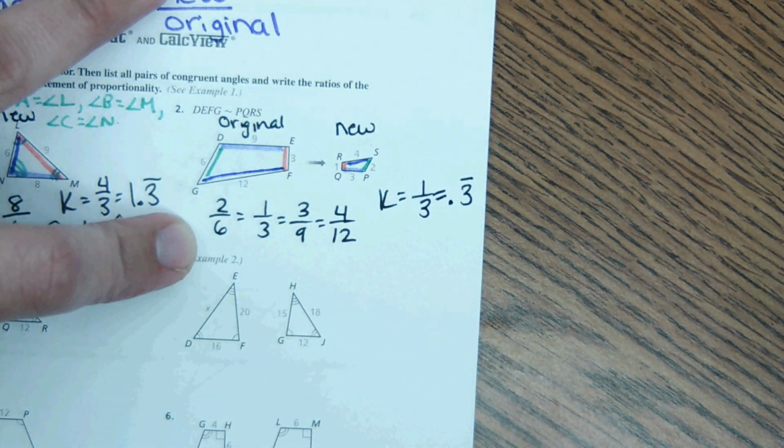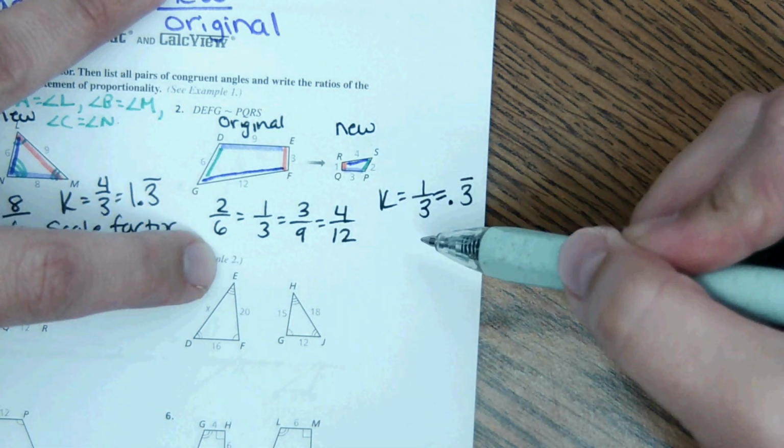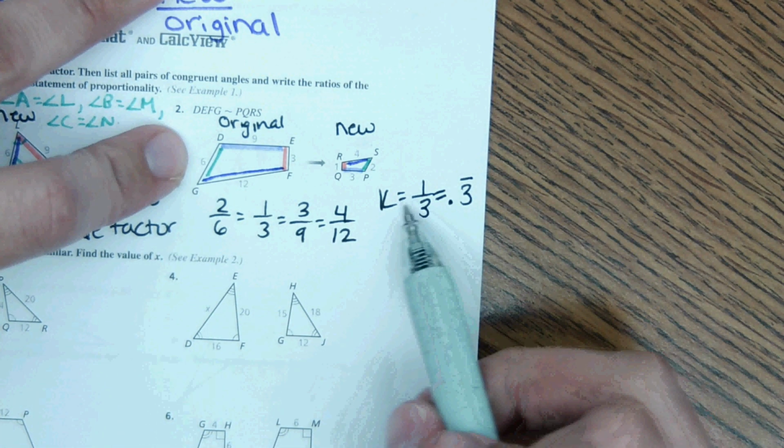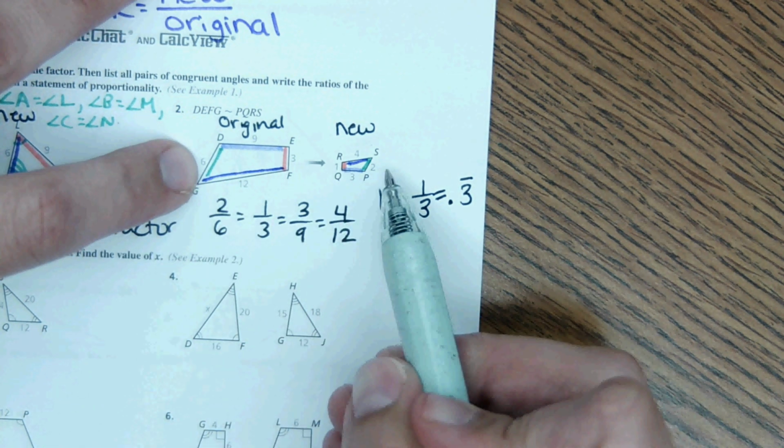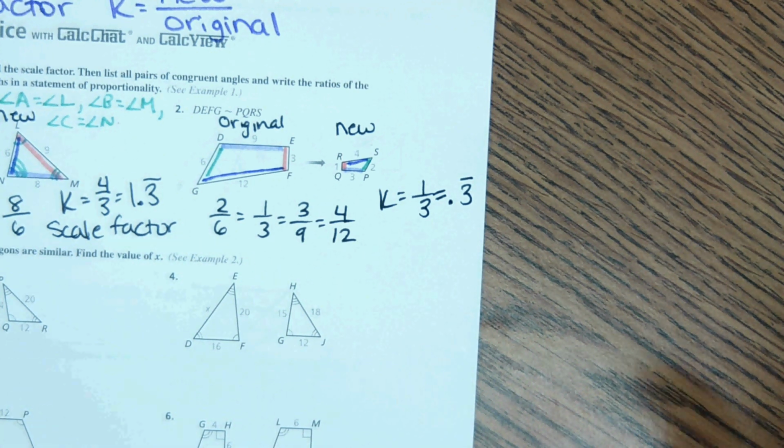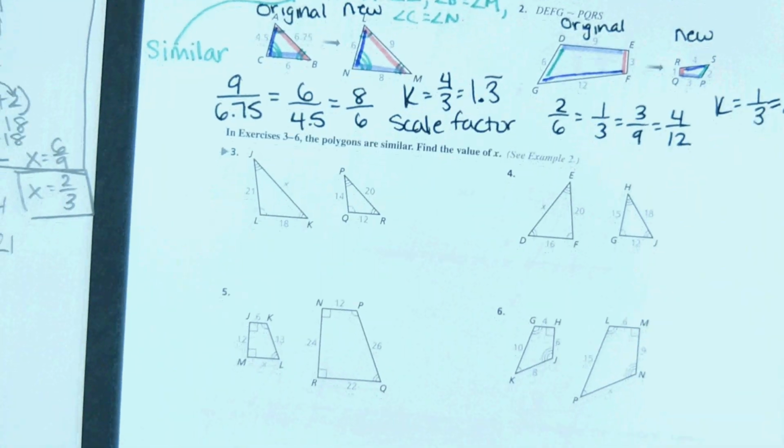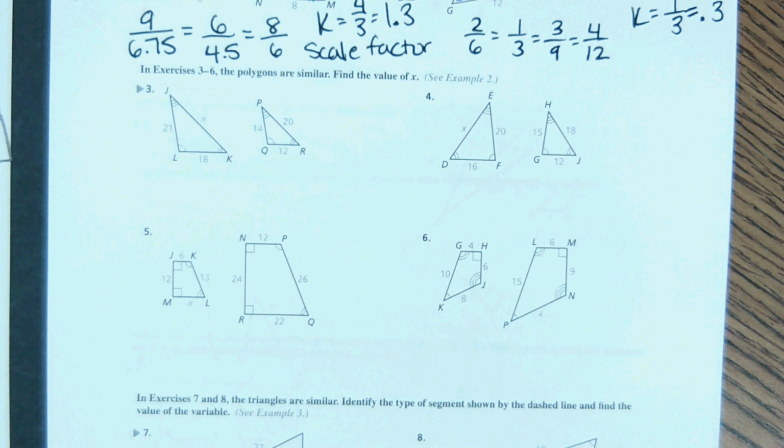You'll see it in both formats, just be familiar enough with both. And 1/3 makes sense because our shape's getting smaller and this is less than 1. So you could take each side length, multiply it by 1/3 and get the length on the other shape. Okay, next.